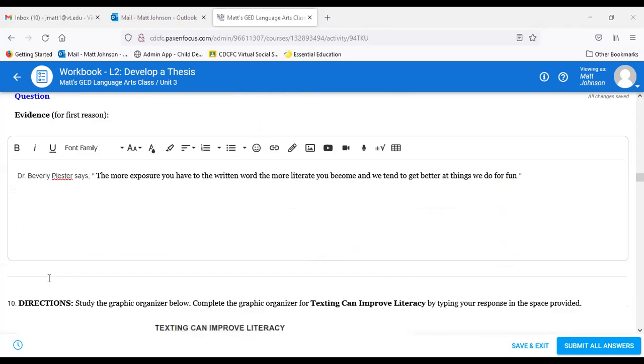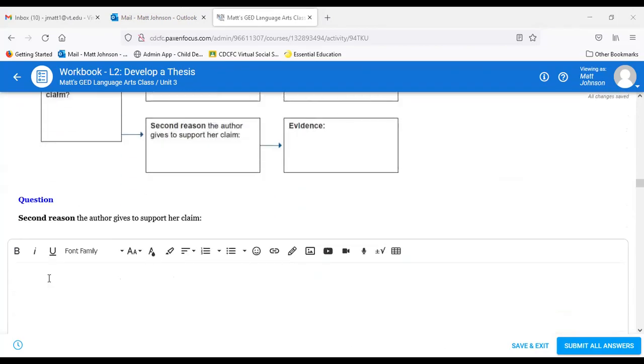Okay, so moving along, number 10, we know we're going to go to the second reason. Texting is a fast and convenient way to communicate with others. That's it. Fast and convenient way to communicate. Okay. Copy. Paste. Okay. And so moving along here.